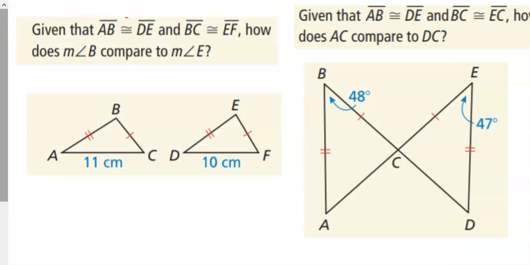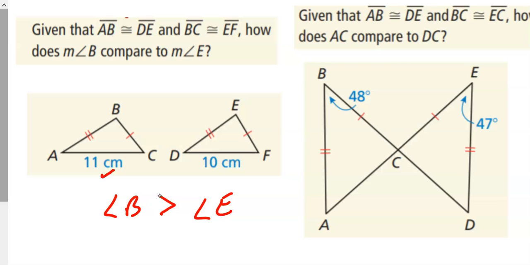So, if we have a couple examples here, given that AB is congruent to DE and BC is congruent to EF, how does angle B compare to angle E? So again, this is the reverse, actually, or the converse of the Hinge theorem. So if this one is larger than this one, that means angle B should be greater than angle E in terms of measurement there.